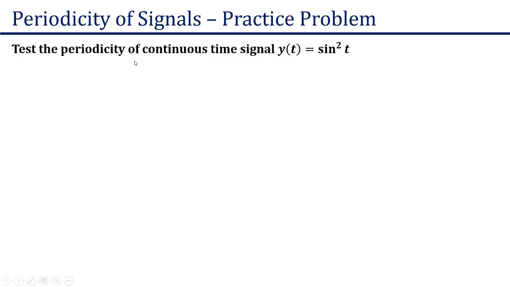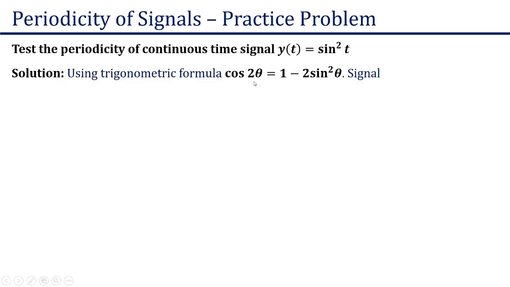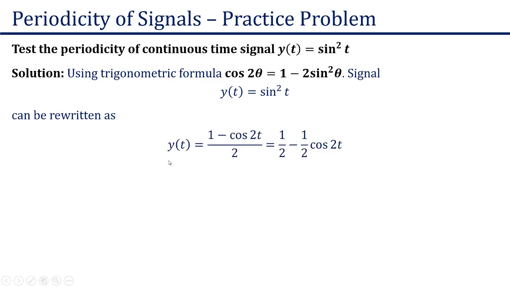Now let us take up one numerical problem from the previous examinations as a practice problem, where we need to test the periodicity of a continuous time signal y(t), which is equal to sin squared t, using the trigonometric formula cos 2 theta = 1 - 2 sin squared theta. Signal y(t) can be rewritten as y(t) = (1 - cos 2t)/2, which is equal to 1/2 - 1/2 cos 2t. The first component does not contribute toward the periodicity of the signal, whereas the second component is a periodic part.